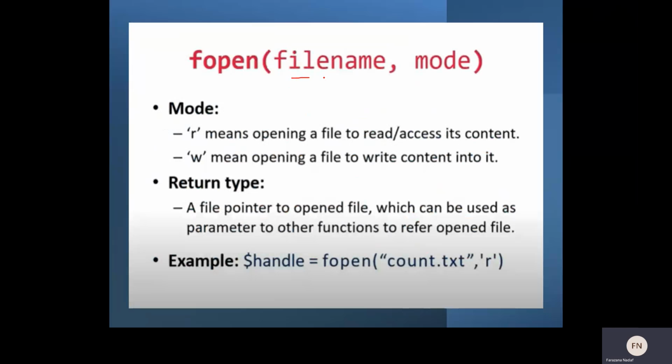The fopen function takes 2 parameters: a file name and a mode of the file, that is, in which mode the file has to be opened. Mode has 2 values, r and w. r means the file is opened in read mode to access its content. w means open a file to write content into it, right? This fopen function returns a file pointer for the opened file, which can be used as a parameter to other functions to refer to the opened file, right?